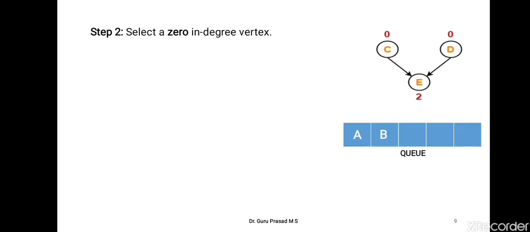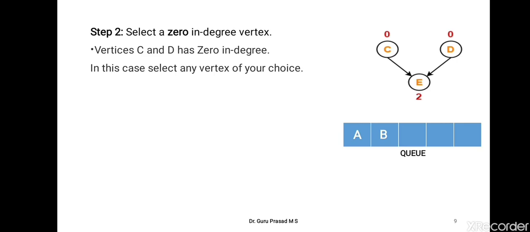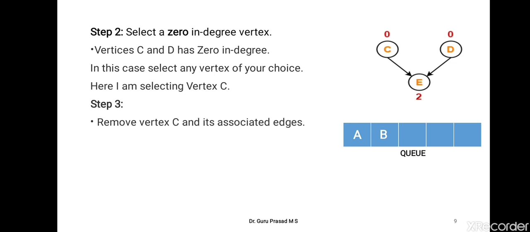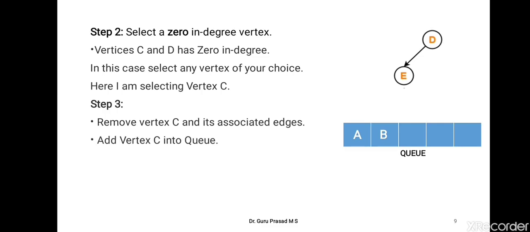Select a 0 in degree vertex. Now vertices C and D have 0 in degree. In this case, select any vertex of your choice. Here I am selecting vertex C. Step 3. Remove vertex C and its associated edges. Add vertex C into queue.